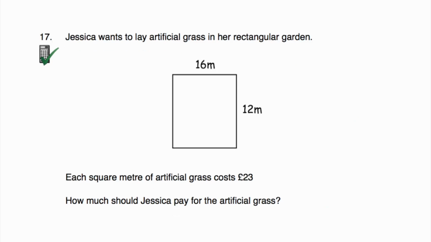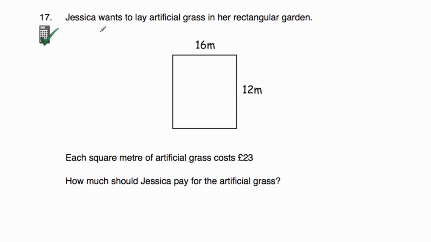Question number 17. So question number 17 says, Jessica wants to lay artificial grass in her rectangular garden. So this is her rectangular garden. It's 16 meters by 12 meters. And we're told that each square meter of artificial grass costs £23. So for 1 square meter, it's £23. How much should Jessica pay for the artificial grass?